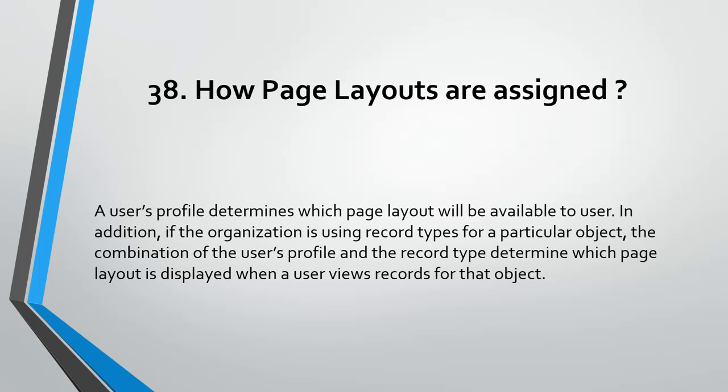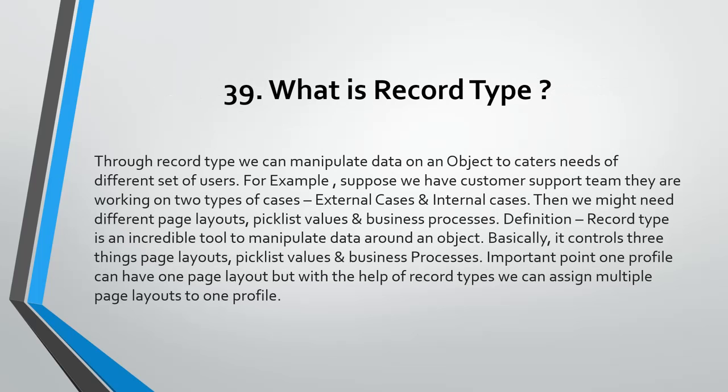How are page layouts assigned? A user profile determines which page layout will be available to the user. In addition, if the organization is using record types for a particular object, the combination of user profile and the record type determines which page layout is displayed when the user views the record for that object.